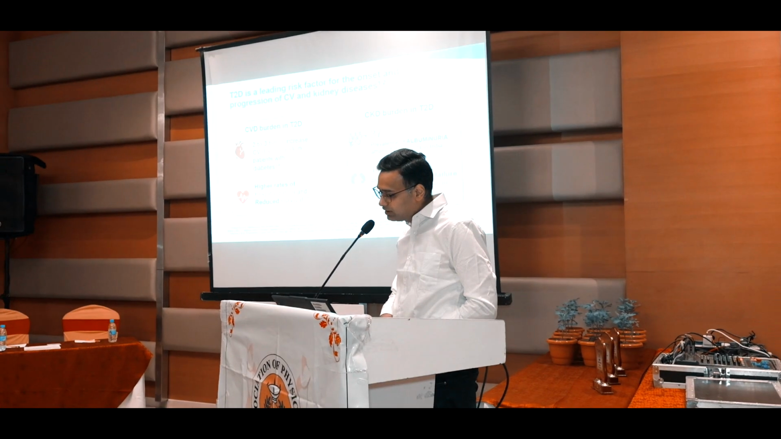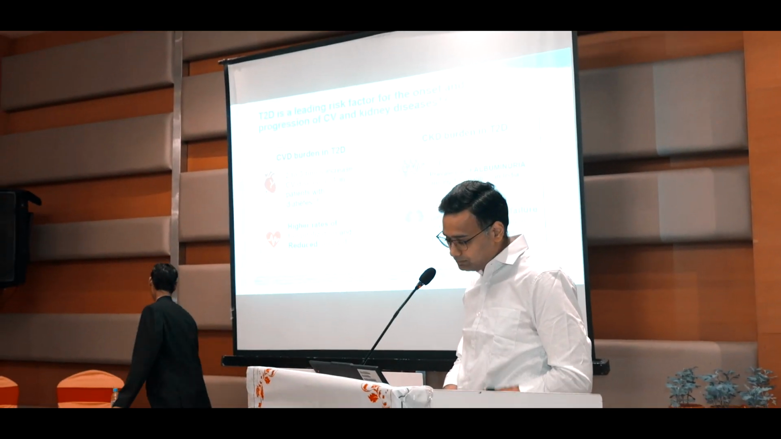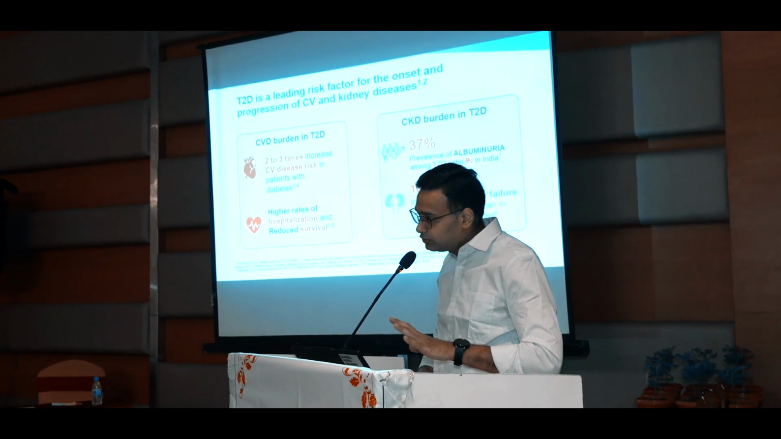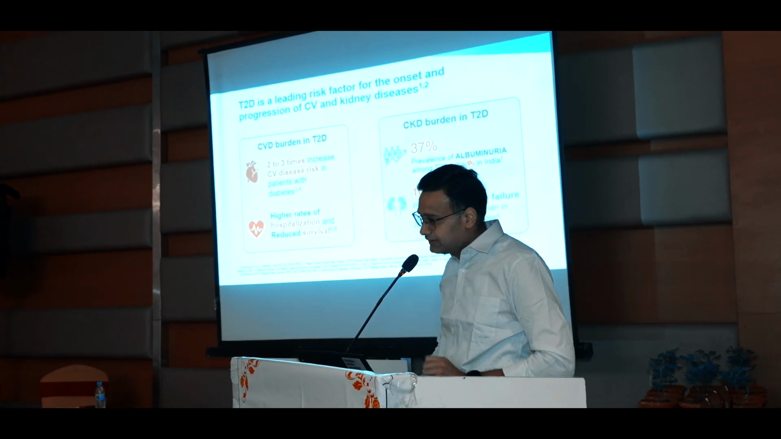So today I have been allotted, and the forum would like me to just highlight, as an introductory slide, that kidney disease is a great burden in type 2 diabetes. The prevalence is very high, as high as 37% for albuminuria. So you can see that almost 3 out of 10 patients of type 2 diabetes in our OPD are having albuminuria.